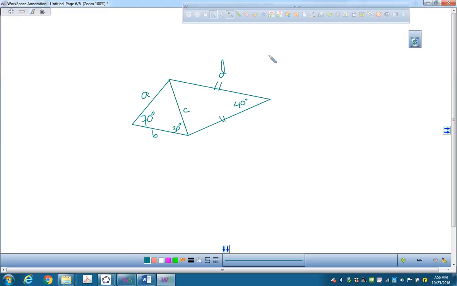And I say arrange A, B, C, and D from biggest to smallest.